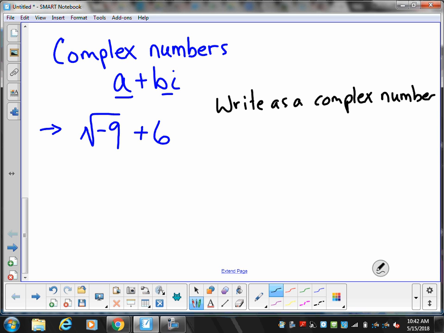So it's simplified. So we can simplify the square root of negative 9 really. What is that? Negative 3. Well, it's not negative 3, it's 3i. Because the negative comes out as an i, and then the square root of 9 is 3. Okay, now is this in that same form? No, we do need to flip it, so the actual answer is 6 plus 3i.